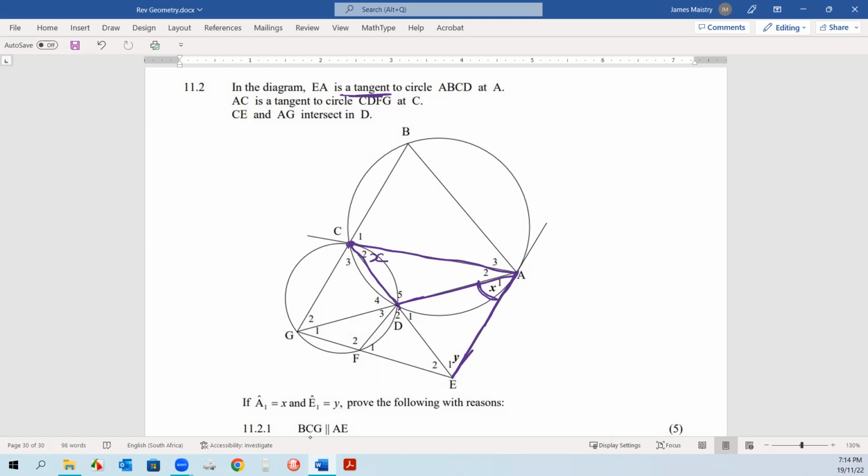Let's read the question. A1 is equal to X and Y is equal to, E1 is Y. So our first question is to prove that BCG, no, it can't be BCG. Oh yeah, it's a line. BCG must be parallel to AE.